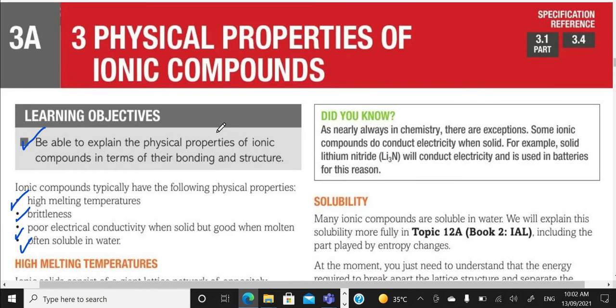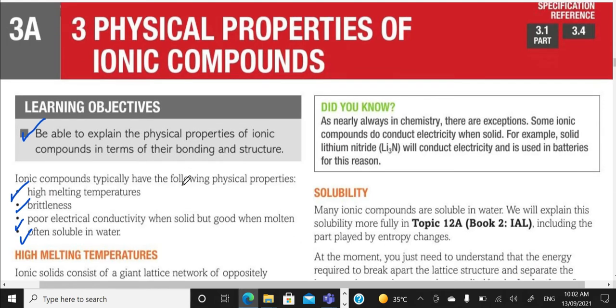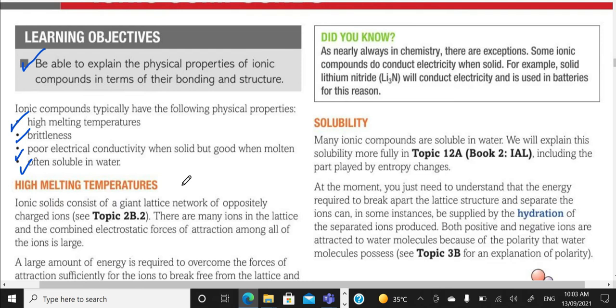So let me repeat it once again. Physical properties of the ionic compounds. We are looking onto these ones now. Those physical properties are high melting and boiling points, the brittleness, the poor electrical conductivity when the ionic substances are in the solid state, and the last one is that they are often soluble in water.